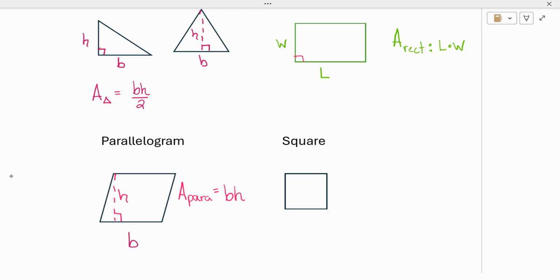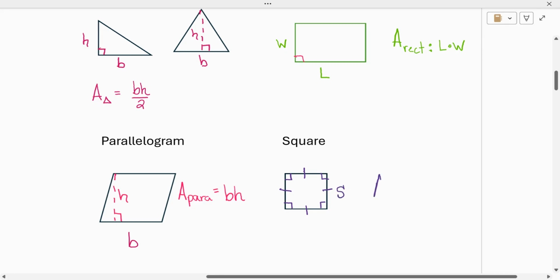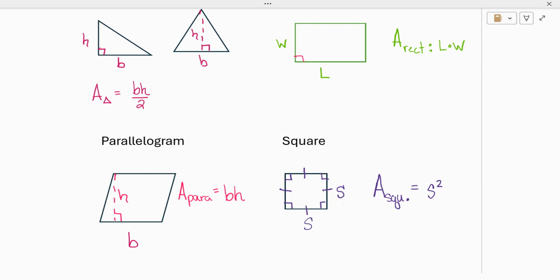What about that last shape? All sides are equal, okay? It is a quadrilateral. We know that these make right angles, right? That's what a square has. So, if I label this side as S, just for the side length, how could I find the area of a square? Base times height. Okay, so if this base is S and the height is S, what's another way to write that? S squared. I love that. Good job.